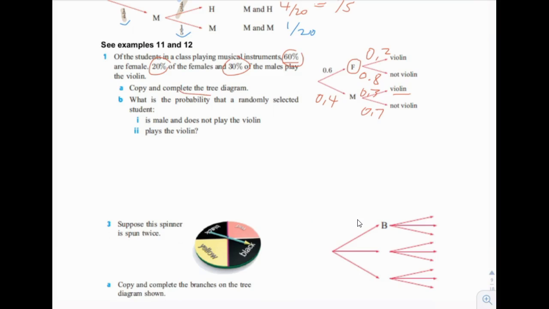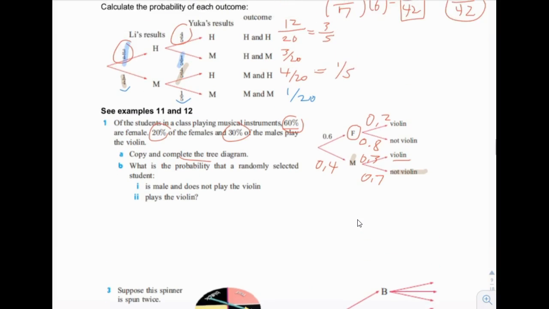What is the probability that a randomly selected student is male and does not play the violin? Is male and does not play the violin. So they want this leg here. Do you remember what we did before? In the example, we multiplied and cascaded all the probabilities to get the probability of each one of these. Let's do all those. 0.2 times 0.6 is going to be 0.12.